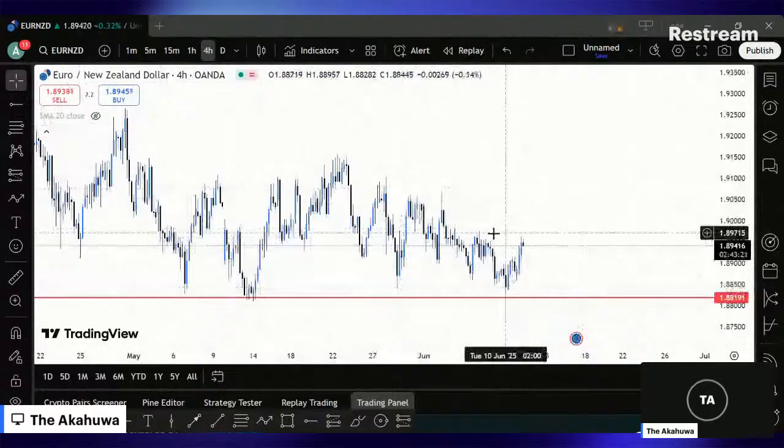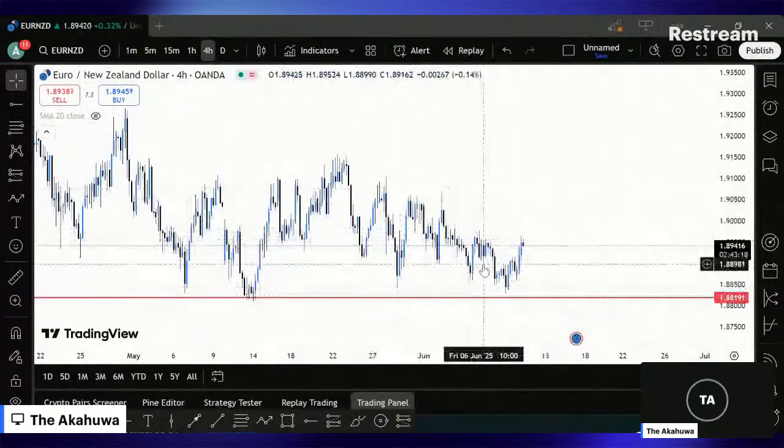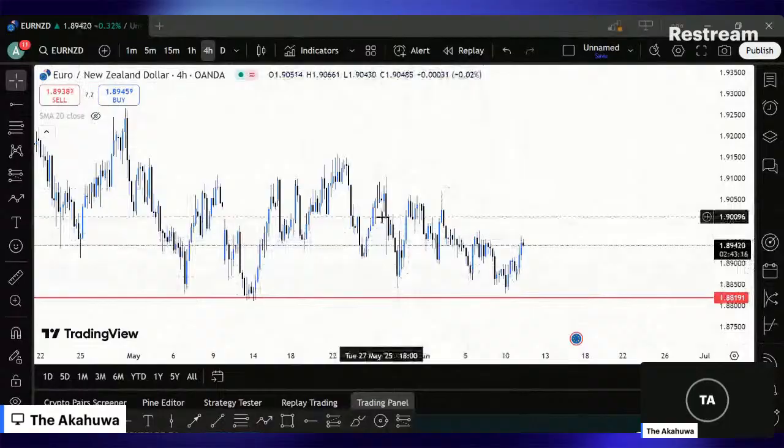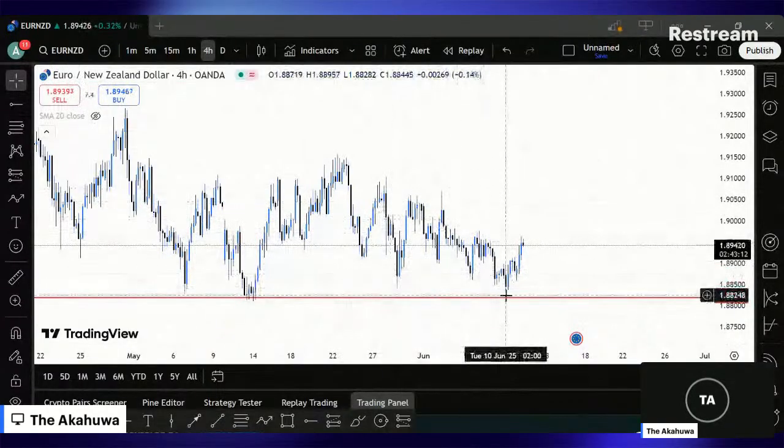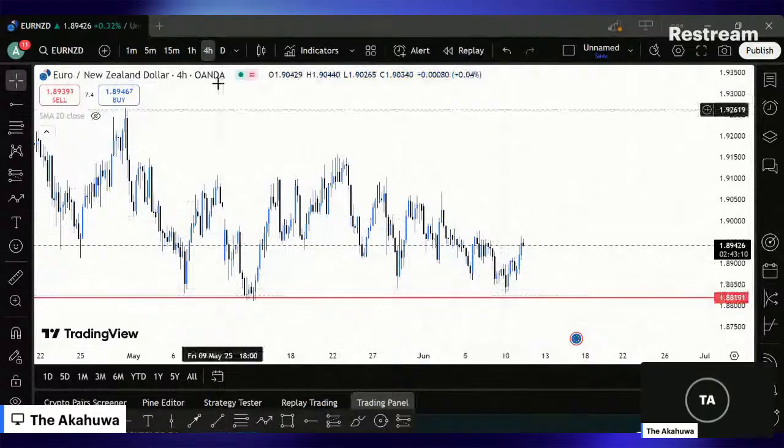Okay. So this is the 4 hours time frame. We have push movement to the downside. Tapped into this point again.